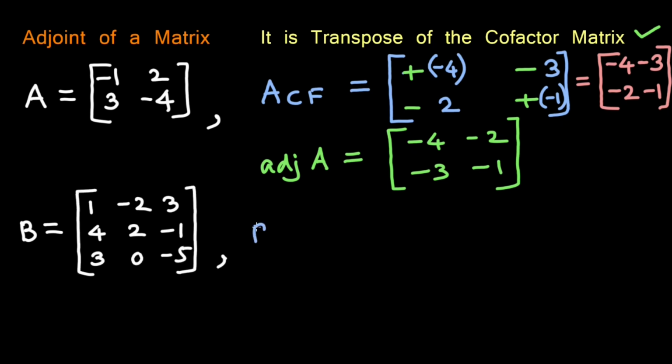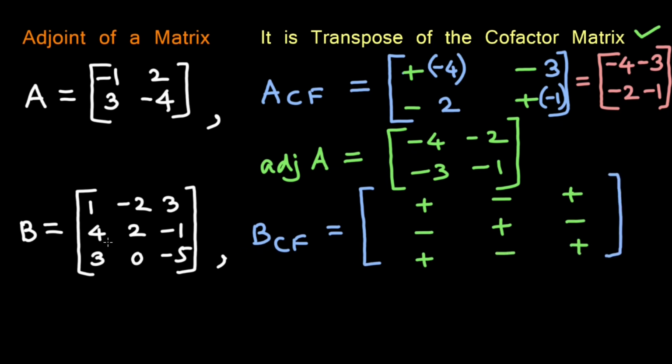Its cofactor matrix will be, first we will write the proper signs. Those will be plus, minus, plus, minus, plus, minus, plus, minus, plus. Now we will write the minors of the elements. So minor of element 1 is minus 10 minus 0, that will be minus 10. Minor of minus 2 will be minus 20 plus 3, that will be minus 17. Minor of element 3 will be 0 minus 6, so that will be minus 6.